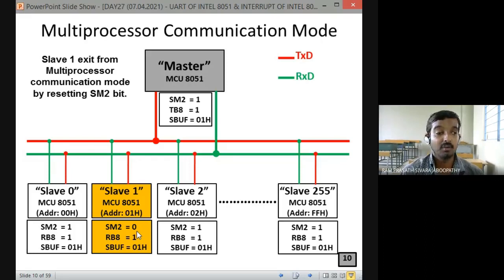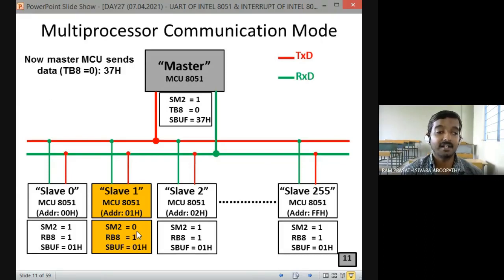Fine. Now the master is going to send the data. What was sent earlier was the address. If sending an address, TB8 must be 1. What about the value of TB8 now? Yes, it is 0. Fine. So now what goes to all slaves? TB8 is 0, and in SBUF, 37 goes. Fine. Can you say which slave microcontroller will get interrupted now? That's my question.